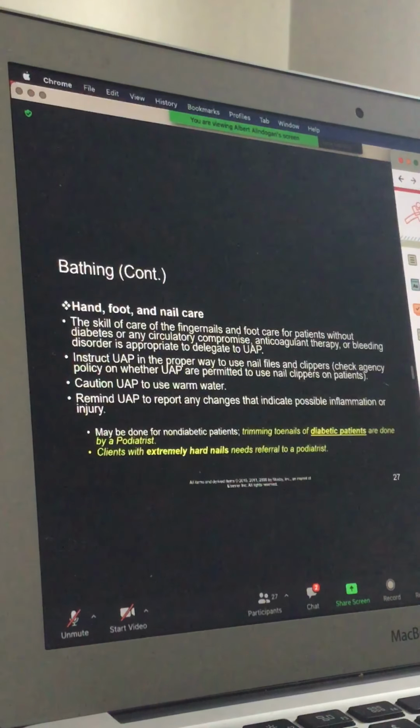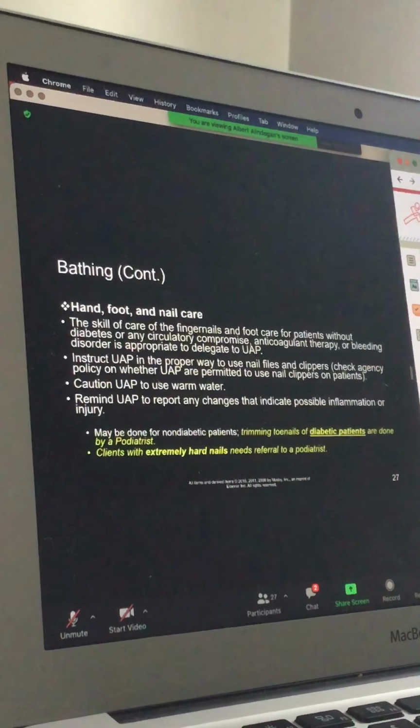What can we delegate? If they're not diabetic, they're not taking any blood thinner, they're not on any anticoagulation therapy, and they don't have any circulatory problem, this task of foot care, hand care, and nail care can be delegated to your CNAs. Otherwise, if they're diabetic, if they have some neuropathic problems, then we don't delegate this to the CNA. We refer them to a podiatrist, a foot specialist.